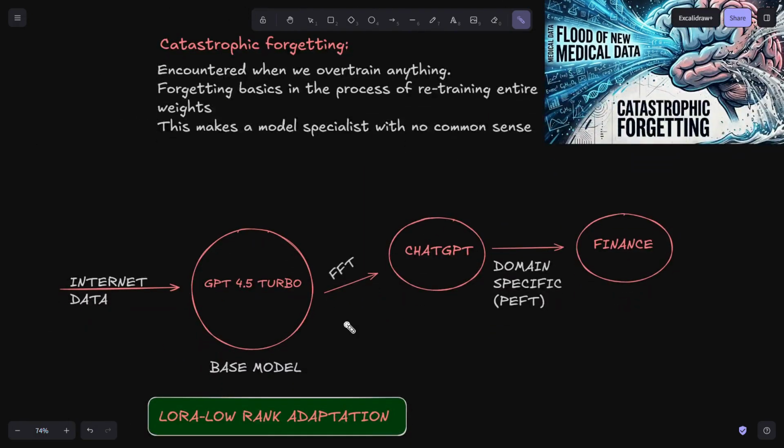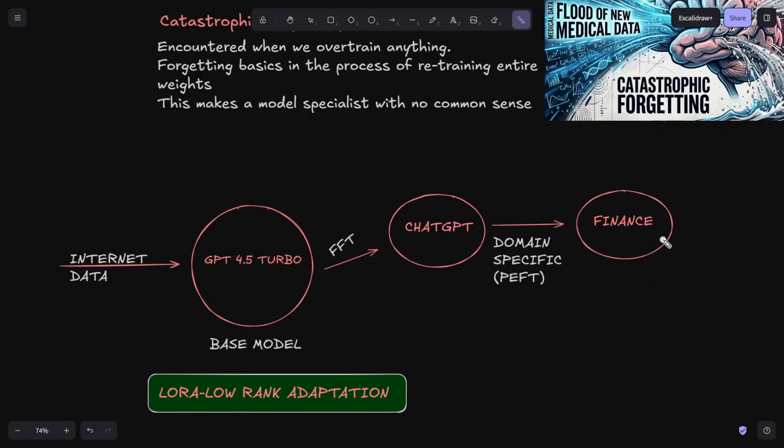So this is how fine tuning works. You must know about GPT 4.5 Turbo. It is a base model which is trained on massive amounts of internet data. Over it, we use a full fine tuning layer to get our ChatGPT, the Generative Pre-trained Transformer. And then on ChatGPT, if you do domain specific fine tuning, basically we use PEFT only for domain specific ones.